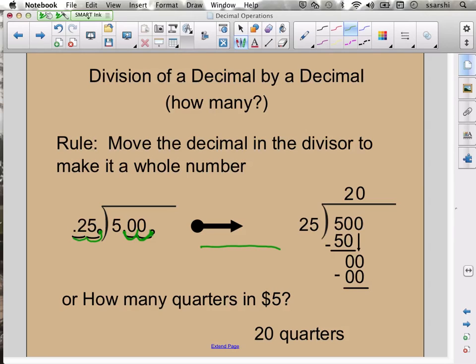Doing long division, you see the quotient is 20. I could have said how many quarters were in $5. There were 20 quarters. So that is a basic quick review of operations with decimals.